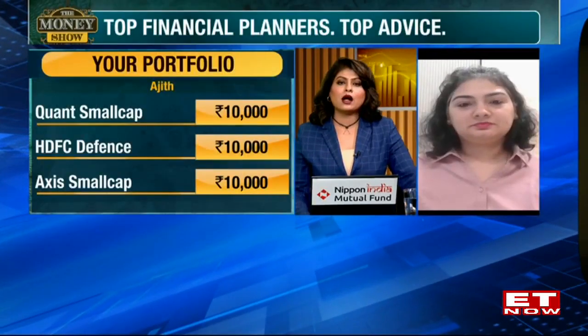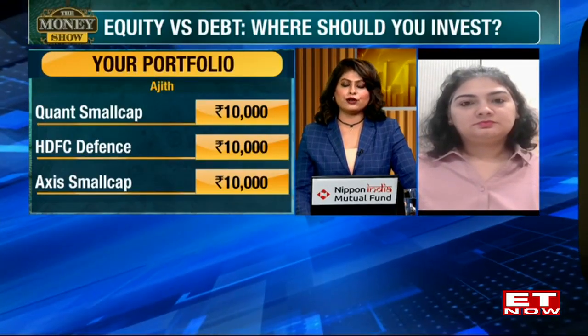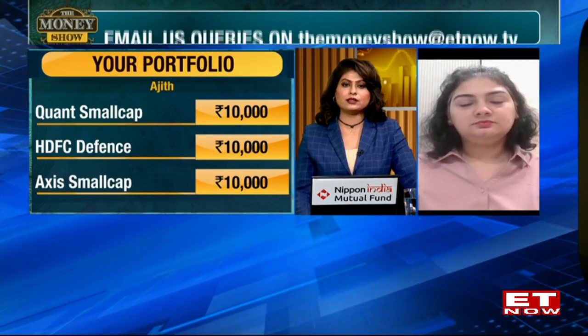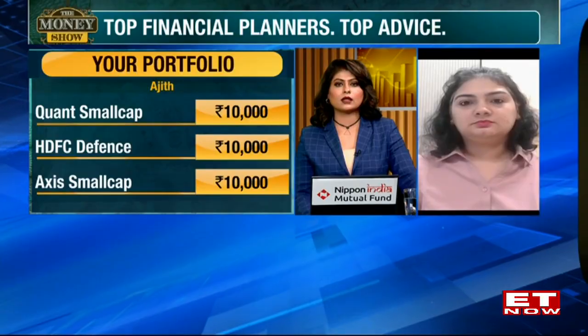Ajit, hi, good evening, and thank you so much for sending us your question. You have an SIP going on of 48K from almost a year. Target is 1 CR in 8 years, and you have Quant Small Cap, HDFC Defence Fund, Axis Small Cap, Mid Asset Large and Mid Cap, Parag Parikh Flexi Cap, PGIM India Mid Cap, and that's the fund mix for 8 years that you've decided for yourself. Is that right? Yeah, that's correct.